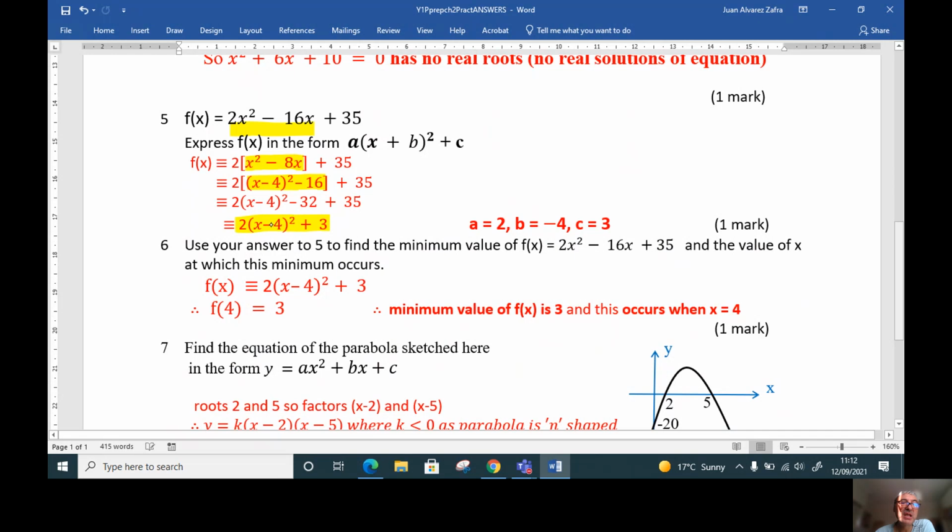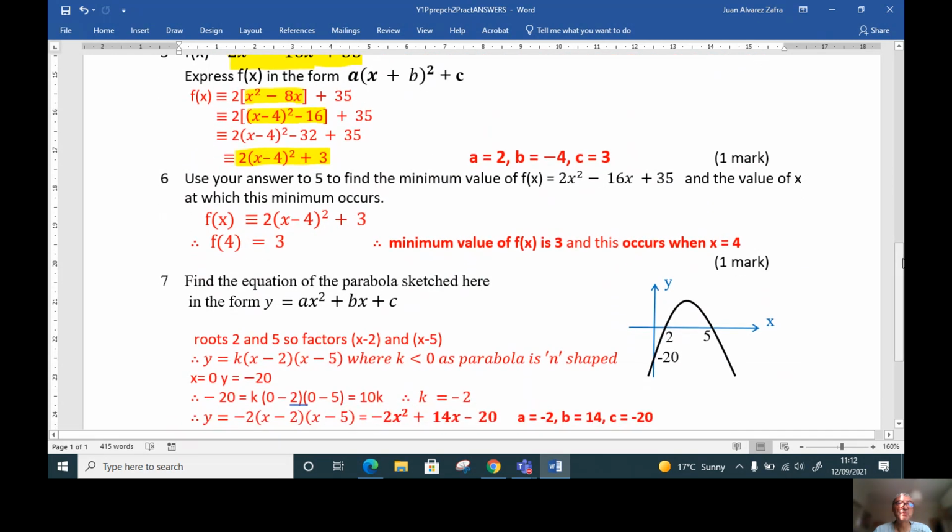You should really multiply this out. So take x minus 4 squared, multiply by 2, add 3, and you should get the original expression of 2x squared minus 16x plus 35. And then we can use that completed square form to do all kinds of things, including finding the minimum or maximum and where it occurs. And that's what question 6 is about.